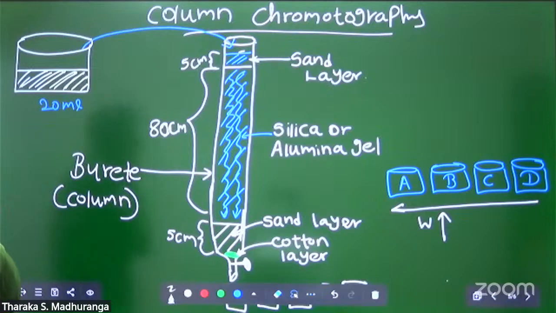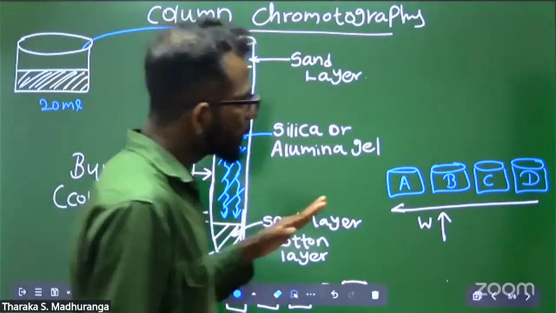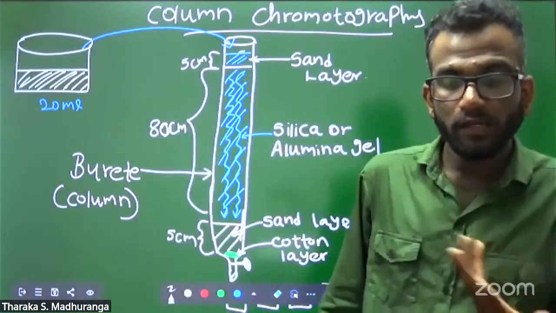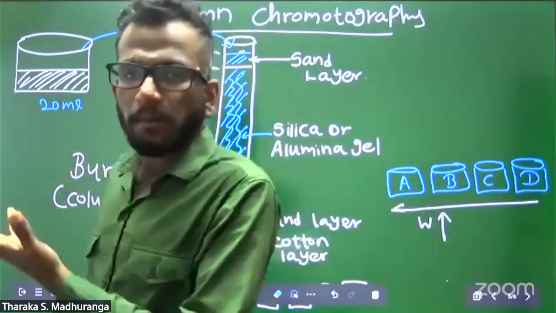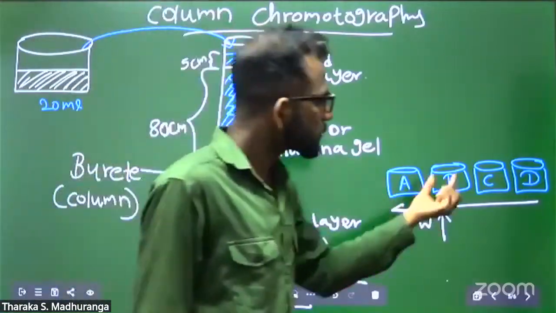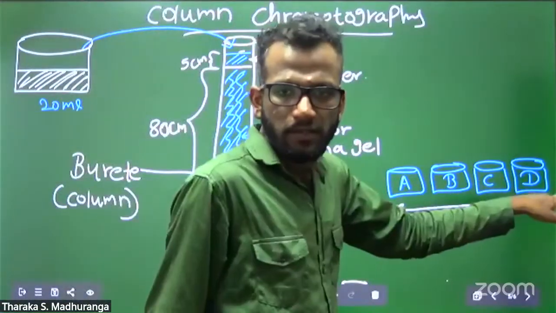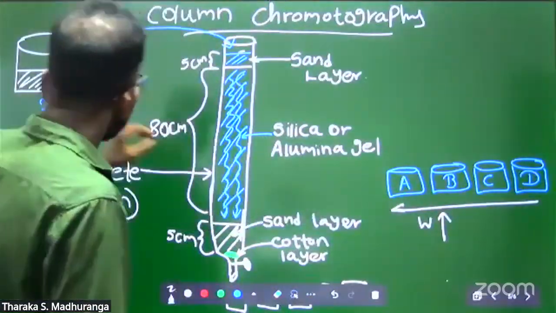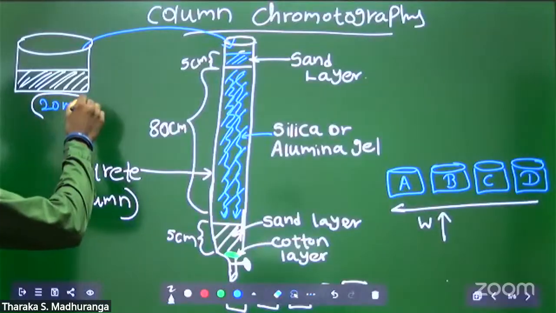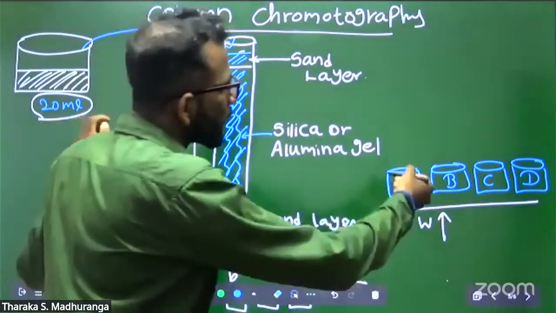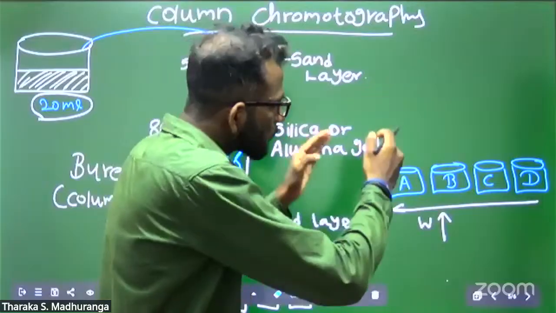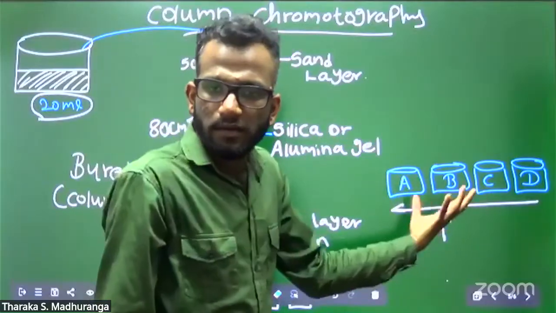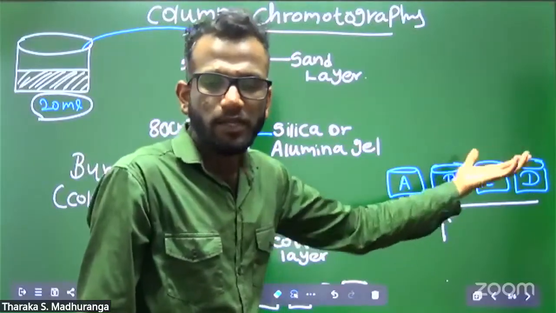Okay, now I separated the crude product into some amount of parts, no? By this column chromatography, I separate. Now, as an example, this 20 milliliter crude product, I separated into A, B, C, D, like 5 milliliter containers.